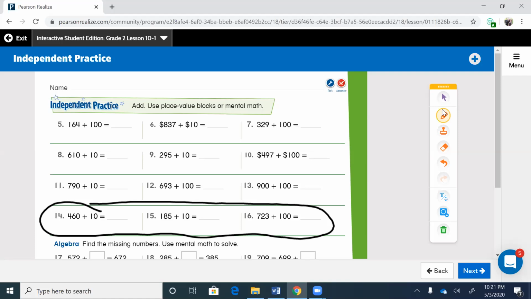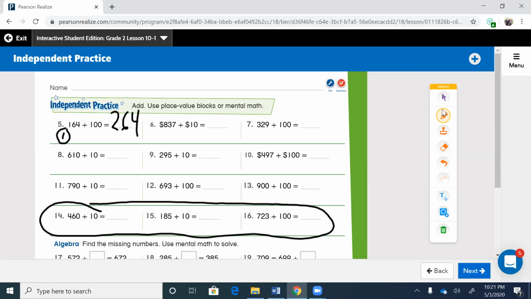All right, number 5, we're using mental math. 164 plus 100. So our hundredths digit is the 1, okay? So that means it increases by 1. So the 1 becomes a 2, tens and ones stayed the same.